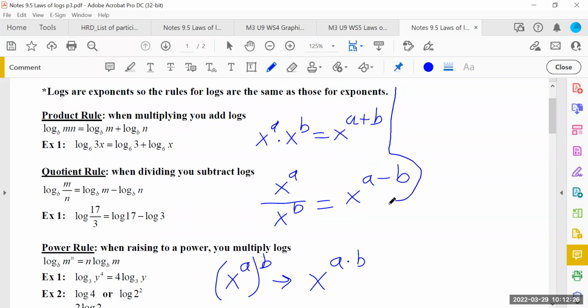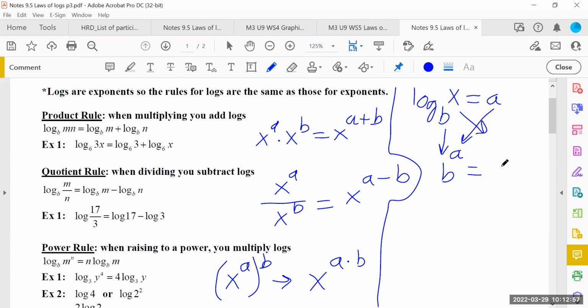I'm going to have you add two other rules here that aren't technically log rules, but things that we're using a bunch with logs. The first one is just the transformation between exponents and logs that we've already been looking at. If I have log base b of x equals a, I can rewrite it as an exponent by bringing the b down. A becomes my exponent. X becomes what I'm equal to. B to the a equals x. Does that make sense?